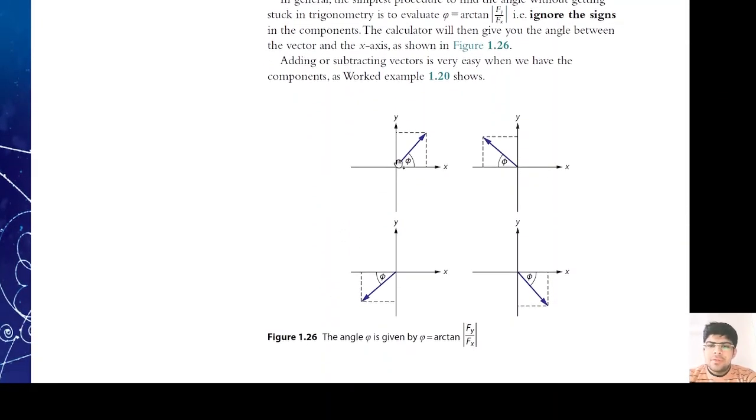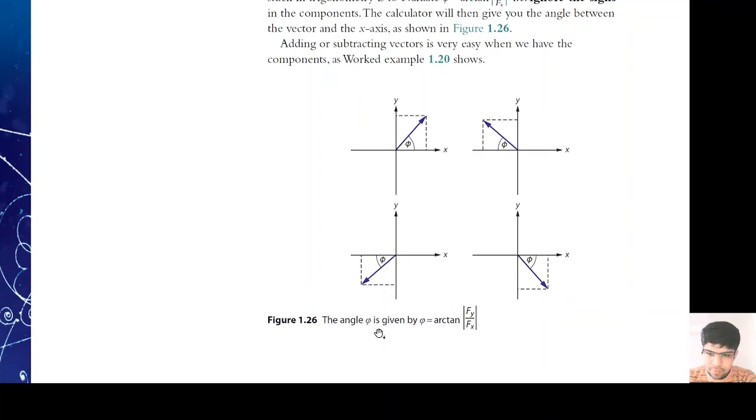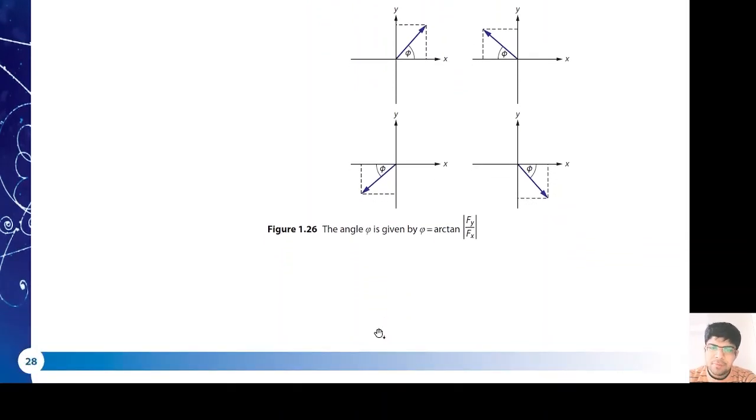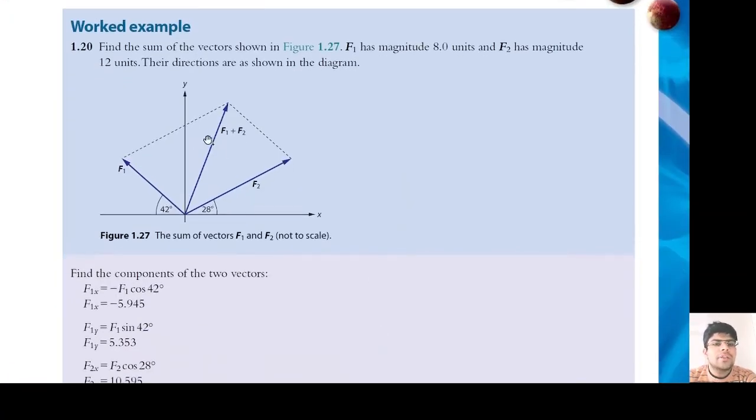Like here, you can look here, this is the angle phi and this is the vector going up in this direction, and these are the y-axis and the x-axis. Look at here, the angle phi is given by phi equals arctan Fy over Fx. So remember this formula.